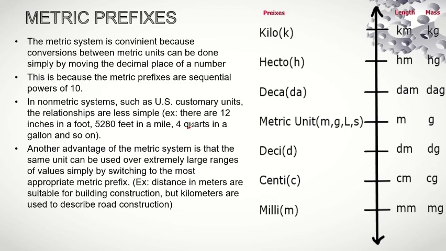Another advantage of the metric system is that the same unit can be used for extremely large ranges of values simply by switching to the most appropriate metric prefix. Example, distances in meters are suitable for building construction, but kilometers are used to describe road construction.